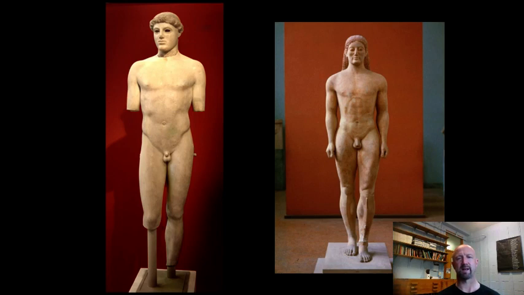Greek sculptures, while they look natural, while they look like real human beings, are ideals. They are all created out of canons of proportions, right? Like we saw back with the Egyptians. Although for the Greeks, their canons of proportions are a lot more complicated.